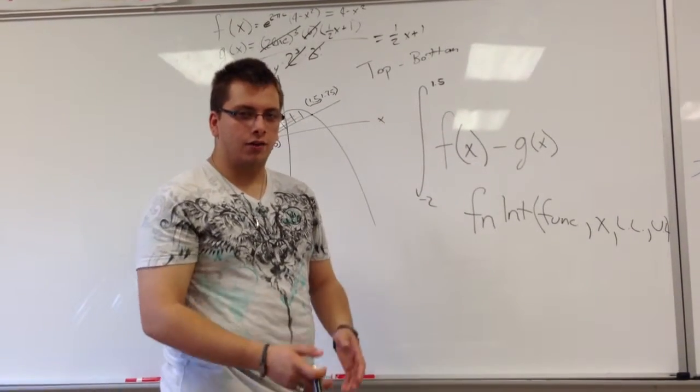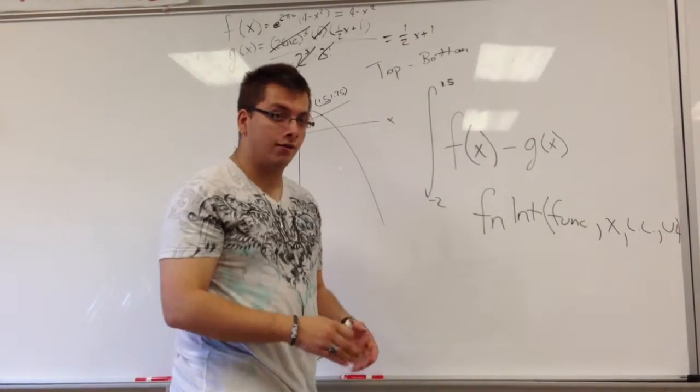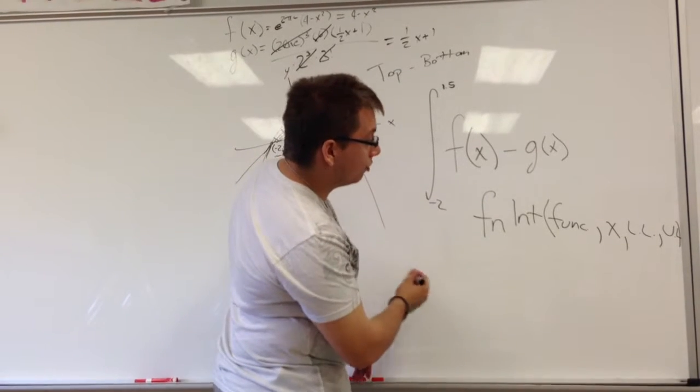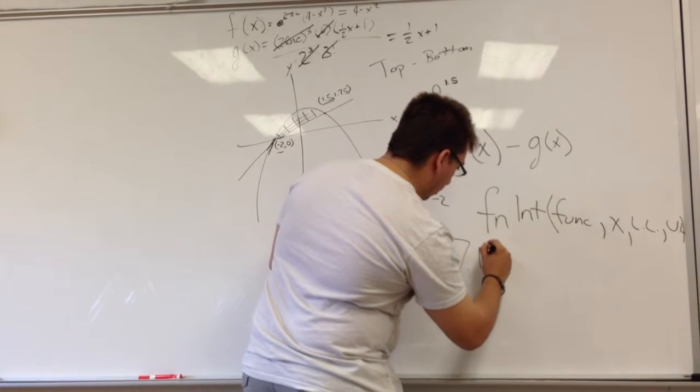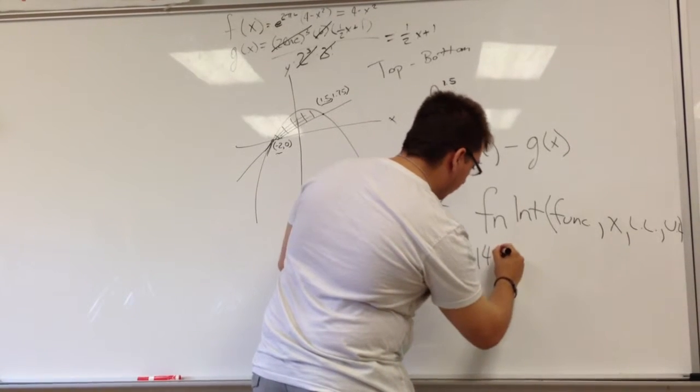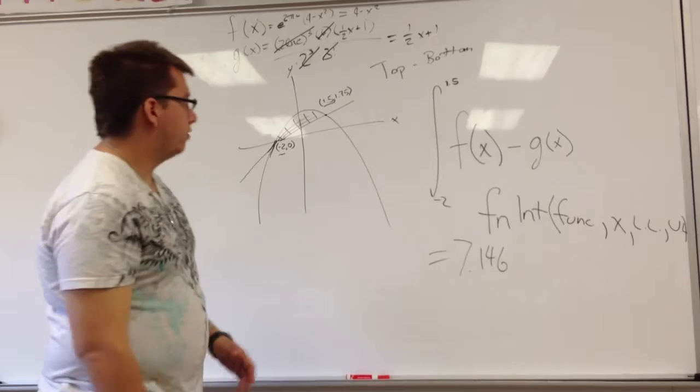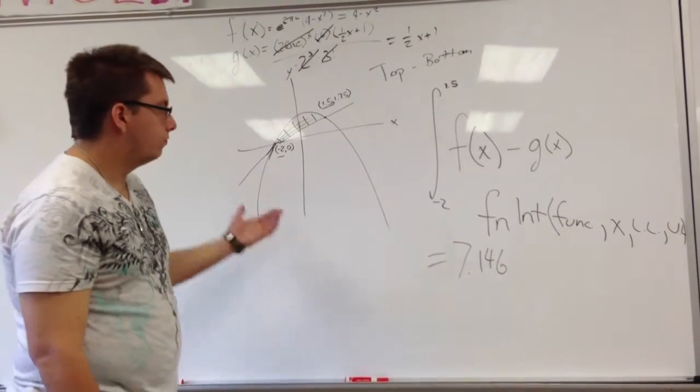Accept it. It's your calculator. It's always right, even when it's wrong. So what you're going to end up getting is a number around 7.146, and that's how you do this process. It's rather simple.